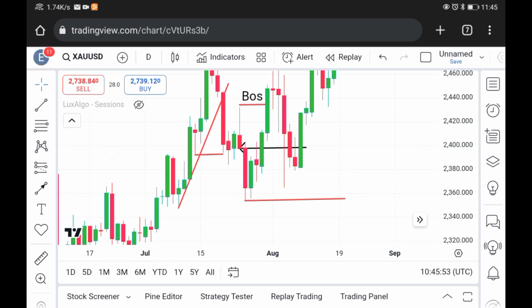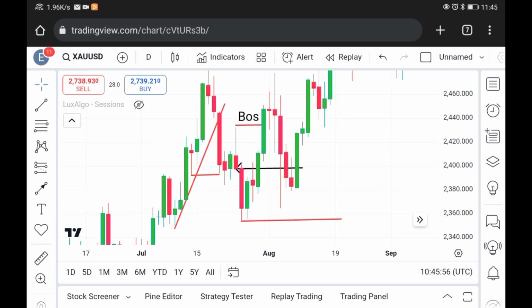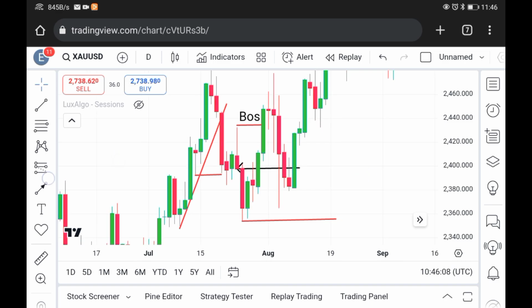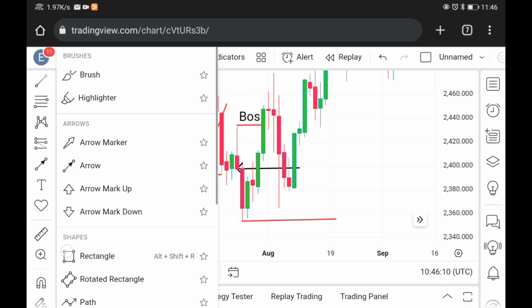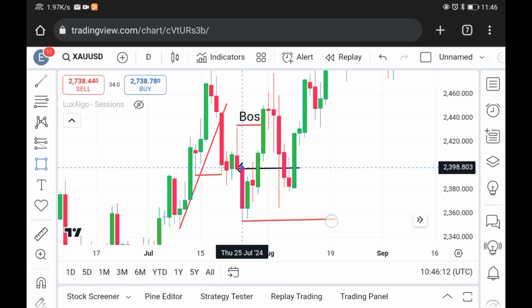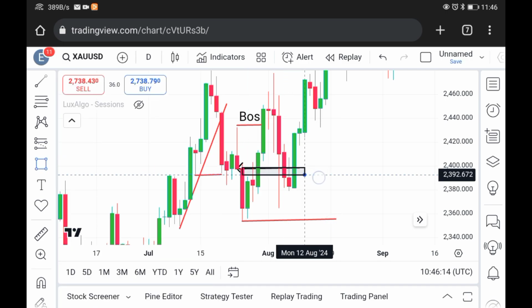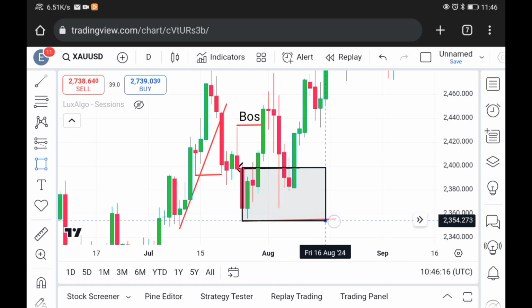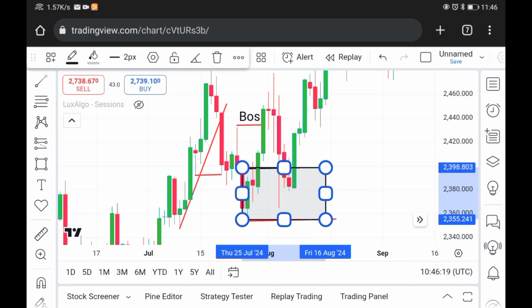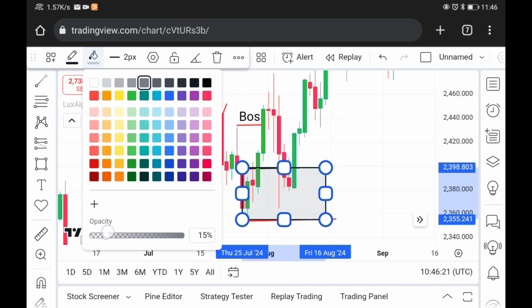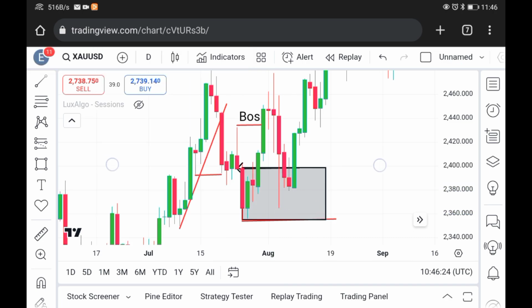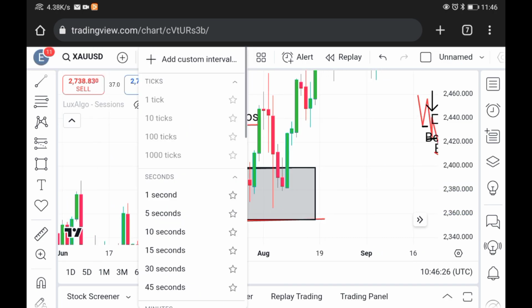After scaling this market out, we wait. We scale this same candle down to our H1. So that's what we are going to do now. Let's use our rectangular tool to mark out the zone, so we won't be confused once we get to our H1. So we scale it out. So now let's head to our H1.